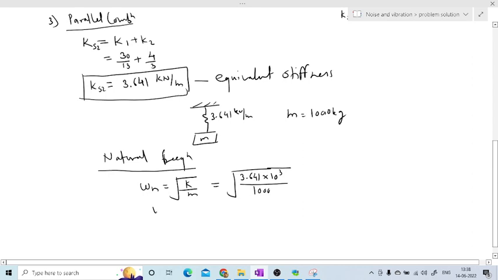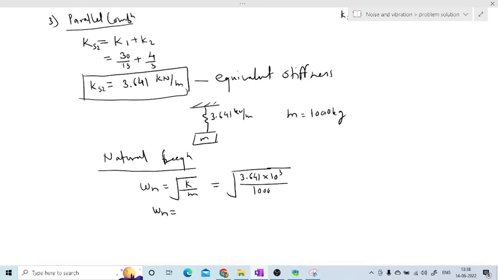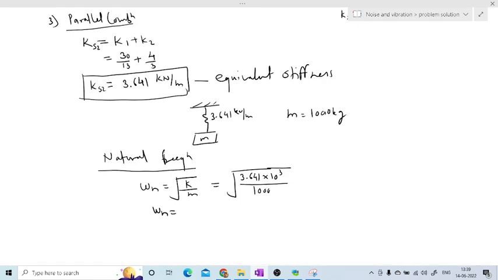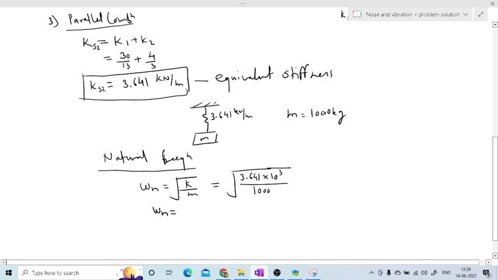Now just find the answer. So omega n will be the root of 3.641 into 10 raised to 3, divided by 1000. So the answer is 1.9. So omega n is 1.9 radian per second. So this is the circular frequency.